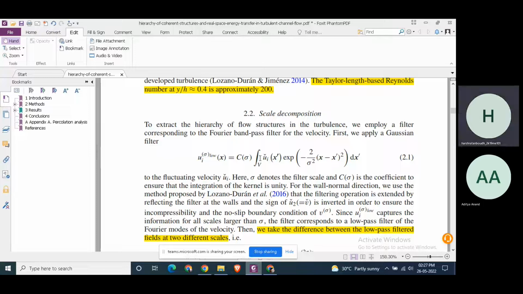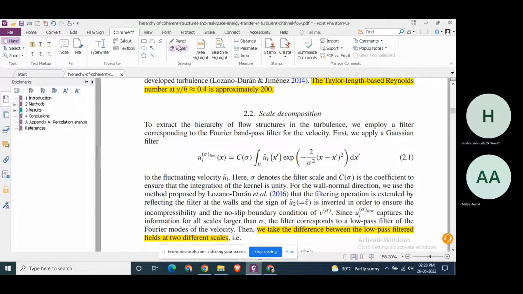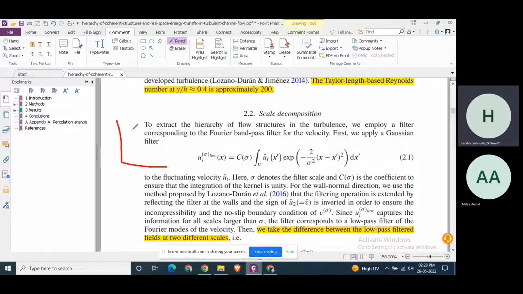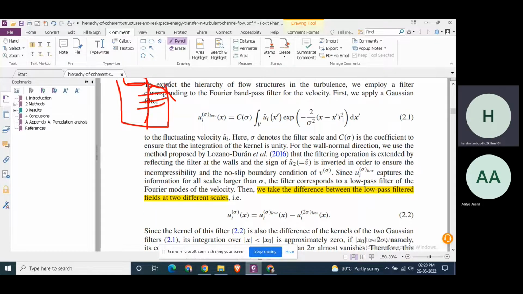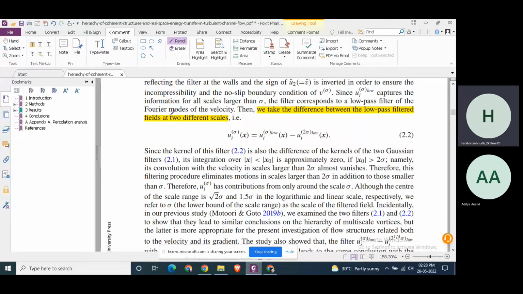So we get a spectrum, and there's something called the low pass filter. Can I write there? So there's a spectrum like this, and these are wave numbers. Once we apply a low pass filter at some value sigma, it will allow all the low wave numbers to pass through. If we apply it at 2 sigma, it will allow more to pass through. And if we take a difference of them, we get a band pass filter. So basically we get this value. This is what they've done.